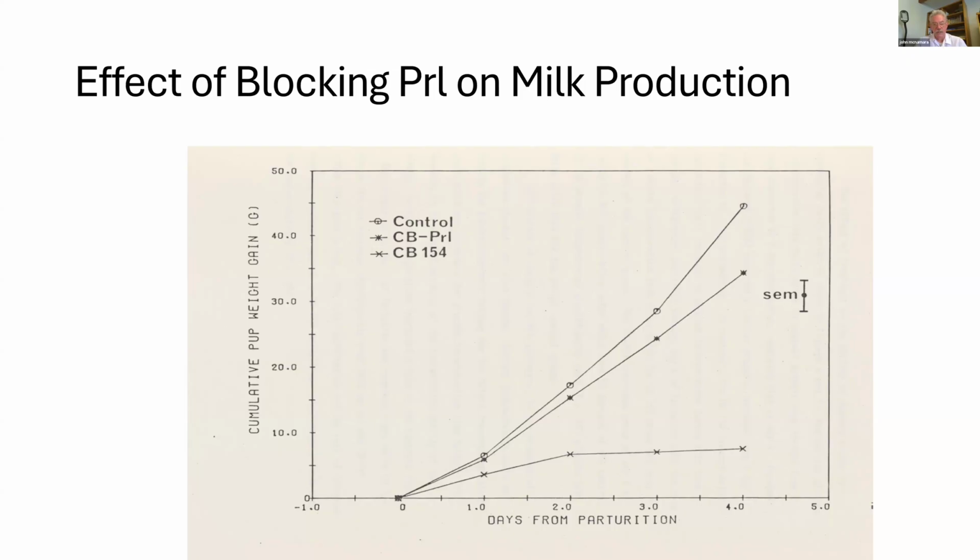I'll leave that up there for a second. So we took normal animals and they produced milk. We took prolactin away and they did not. The animals could barely get enough milk. And then we added prolactin back and they produced milk again, showing that prolactin regulated milk production.